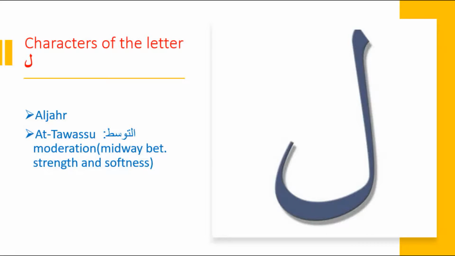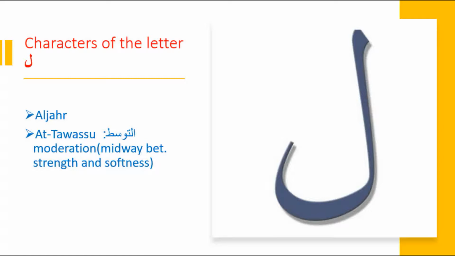A strong letter is like this one. This is strong. Ba, strong. Ta, strong. But this letter is not strong and it is not soft. It is midway between being strong and soft. We say this tawassut.